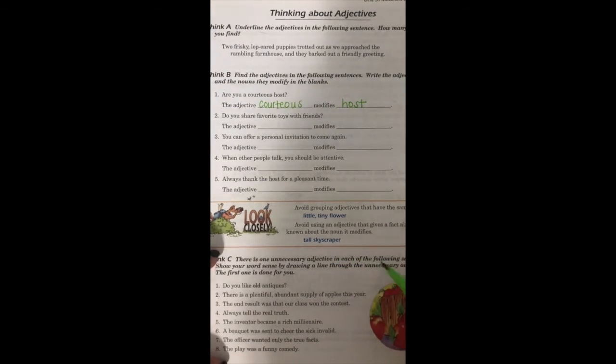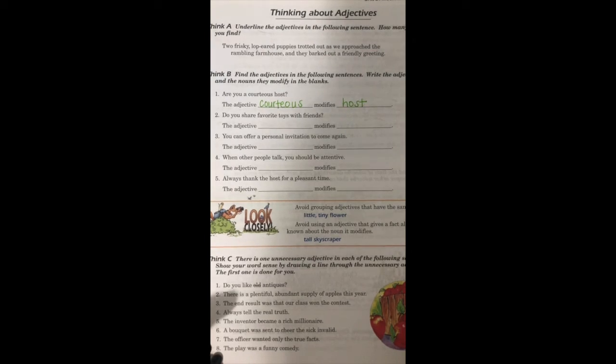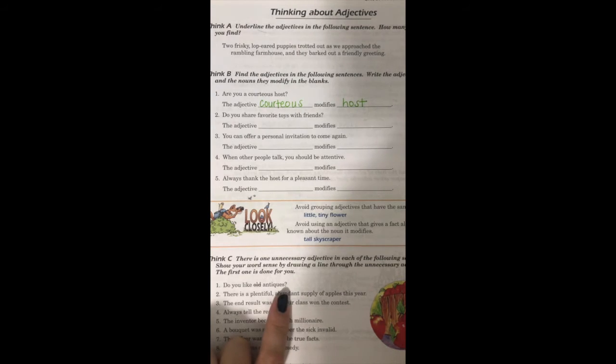So here we have some unnecessary adjectives in these sentences. And what you're going to do is draw a line through the unnecessary adjective. And the first one is done for you. So here we have our example. It says, do you like old antiques? Well, you don't have to add old because antiques are always going to be old. So what you're going to do is just cross out the unnecessary ones.